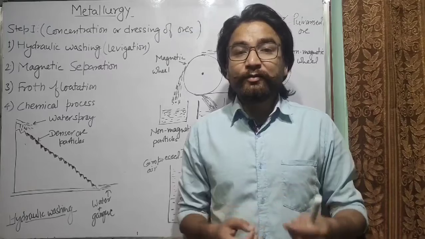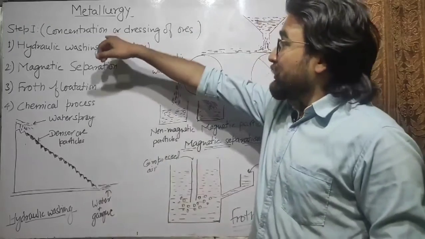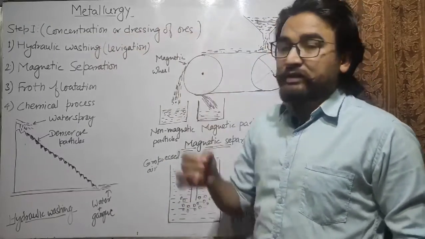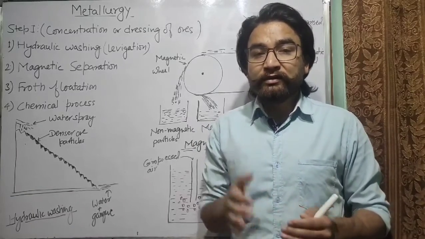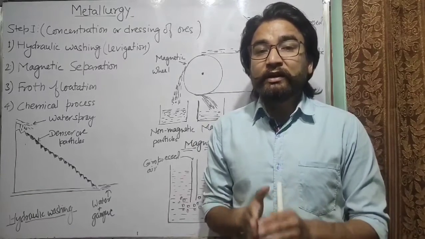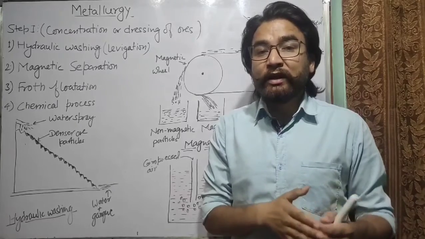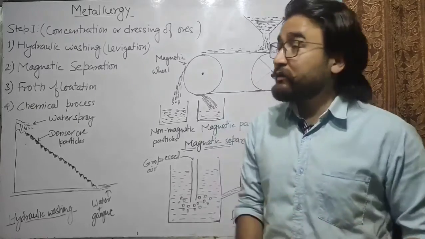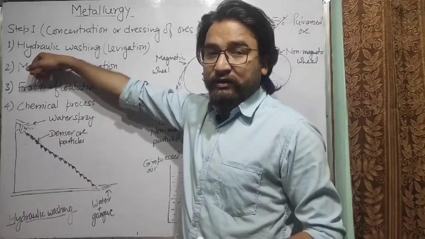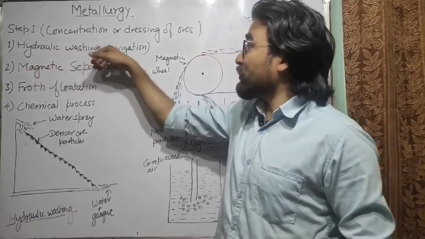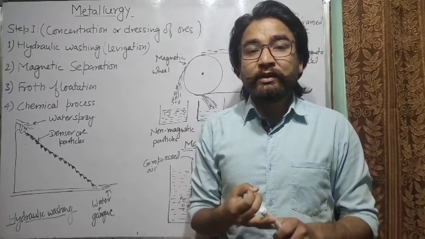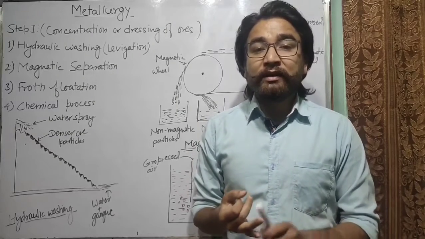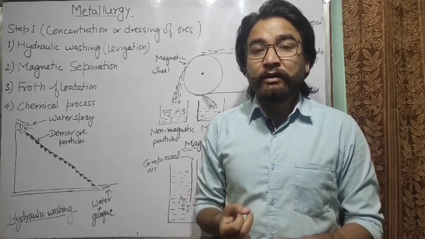We will start from the first step, that is concentration or dressing of ore. In this step, the impurities or the gangue particles are removed with the help of various processes. For example, the first method that can be used is hydraulic washing or levitation. This process is used when the impurities or the gangue particles are lighter as compared to the ore.